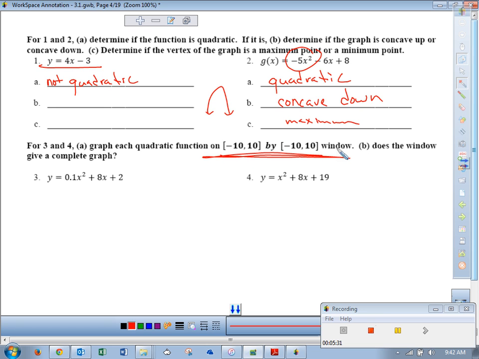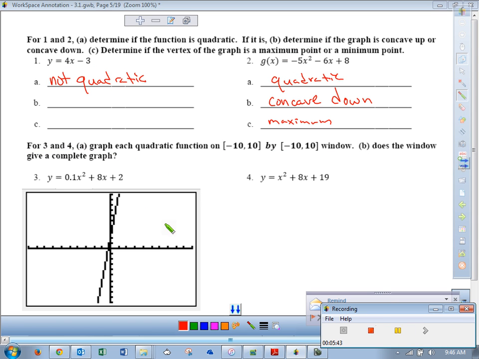10s all around. And then determine if you get a complete graph. So please pause the video and type that in for me real quick. This is what it looks like, correct? Does that give you a full picture of it? It already told you it's quadratic, so it better look like a parabola. You need to be able to see the vertex, the x-intercepts, and the y-intercepts. Do you see all of that stuff on this graph? Yes or no? You can't even tell that that's a parabola on the standard window, correct?